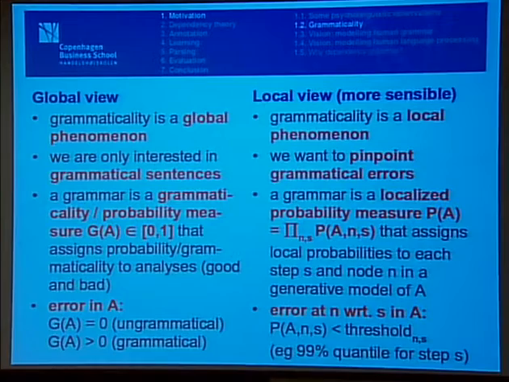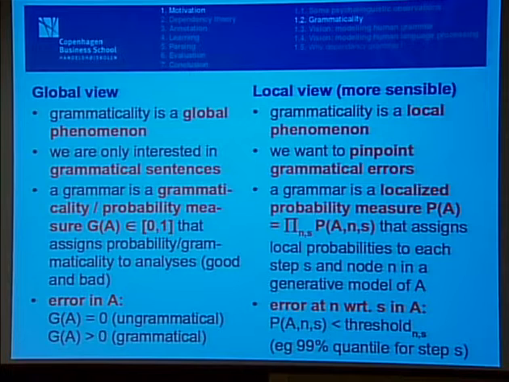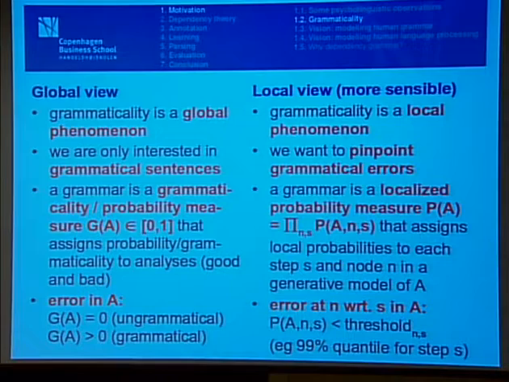We can say that we have an error at a particular node with respect to a certain generative step if the probability associated with this generative step at this particular node falls below a certain threshold. So if a local decision was very improbable, then that means that this local decision was ungrammatical. And this threshold might be determined by setting it, for example, to the 99% quantile for the step S. You could maybe do something more complicated by applying machine learning techniques.